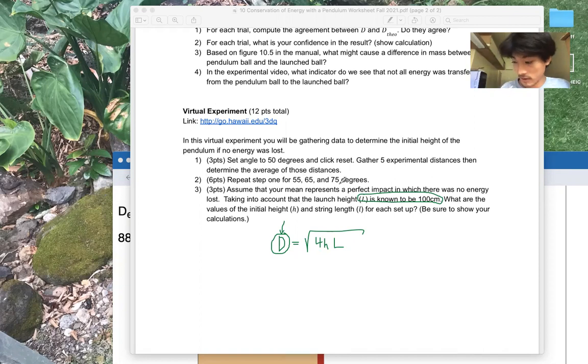Just a hint, the equation to solve for little l is on page 93 of the lab manual. You need to know the h and the angle to solve for little l, and to get the h, you use this equation, and d here is the average measurement that you got for 55, 65, or 75 degrees. Okay, so that's the whole lab.